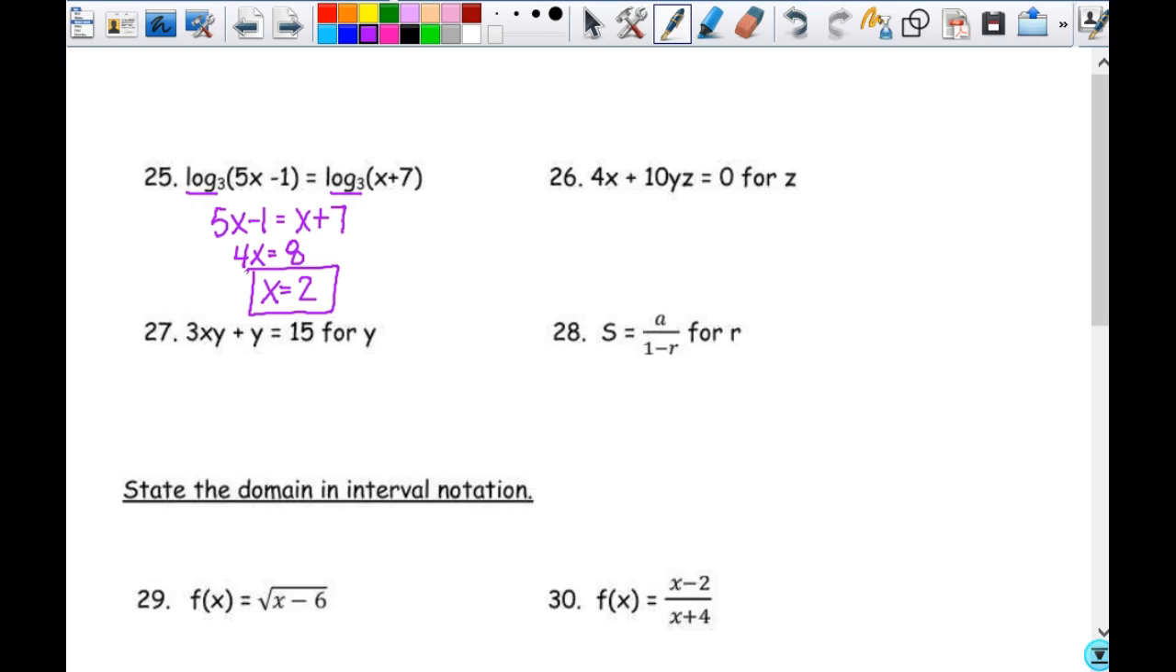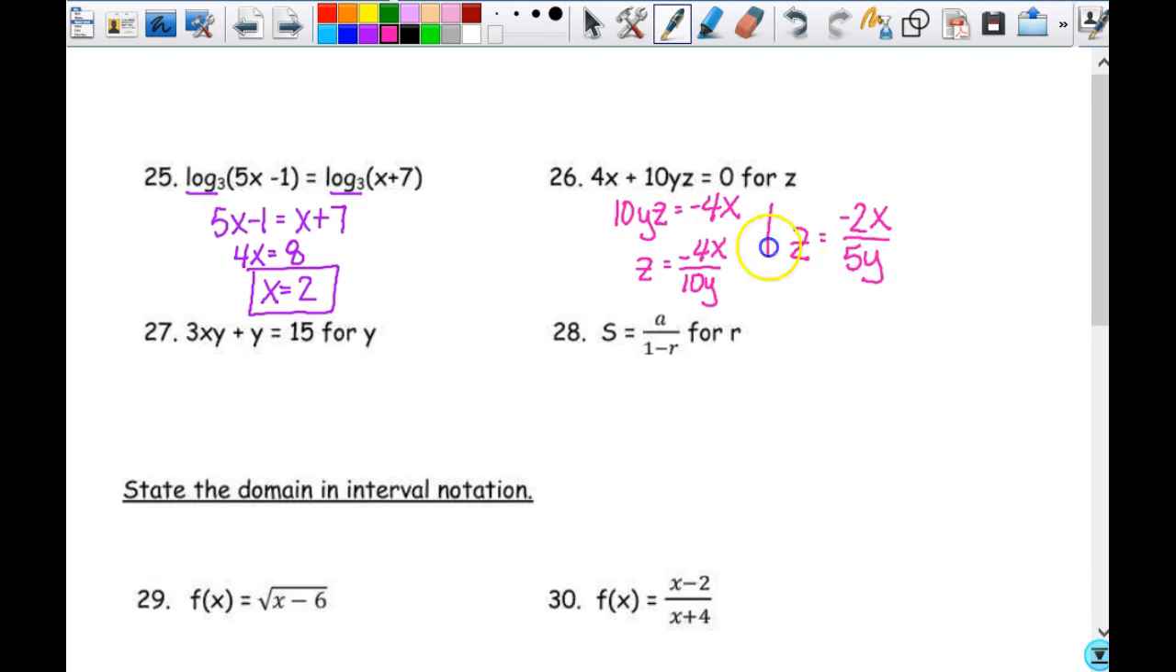All right, so on this one, we are going to solve for z. If I want z by itself, I've got to get everything away from it. So I'm going to start by moving this first. I'll subtract it from both sides, which gives me 10y times z equals negative 4x. Then to get z by itself, I'm going to divide both sides by 10y. So z equals negative 4x divided by 10y.